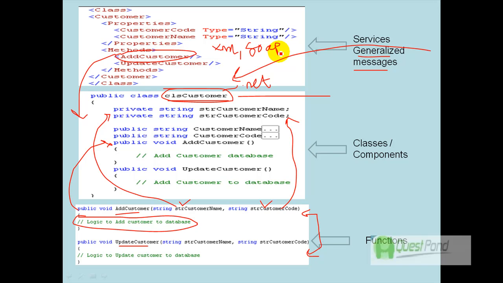So the difference between components and services is that components and classes are tied to a proprietary language, and their reusability is inside the programming boundary, while services communicate through messages, and they can communicate to any heterogeneous platform. So I hope you are clear about components and services, and we will expand on how we can create these services in WCF.